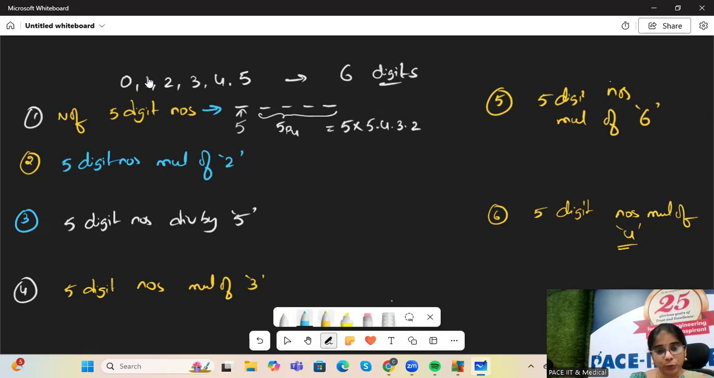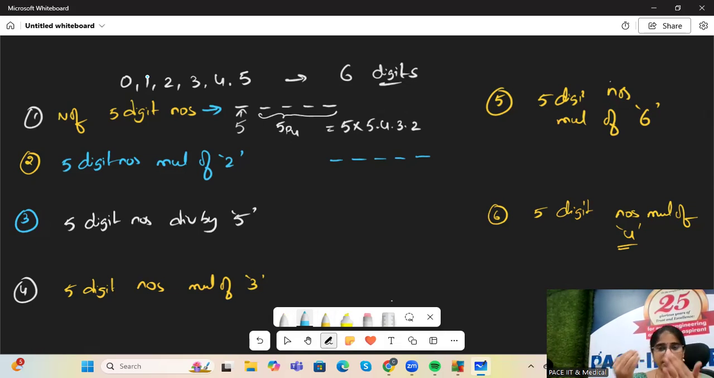Now, instead of doing it this way, when I have 0 in my count, there is another possibility. 1, 2, 3, 4, 5, I want 5 digits, right? So my answer from the 6 digits is what I want. Generally, suppose 0 is not there. If 0 is not there, what is it?